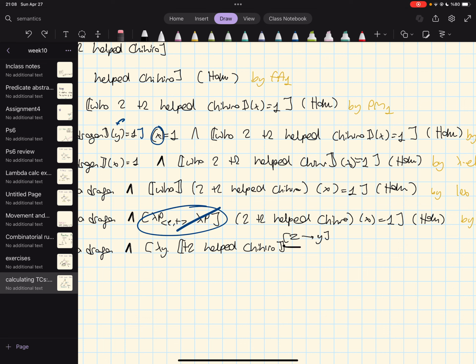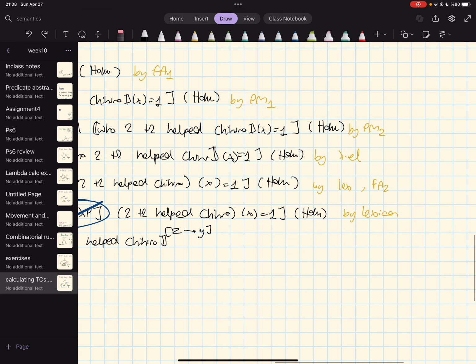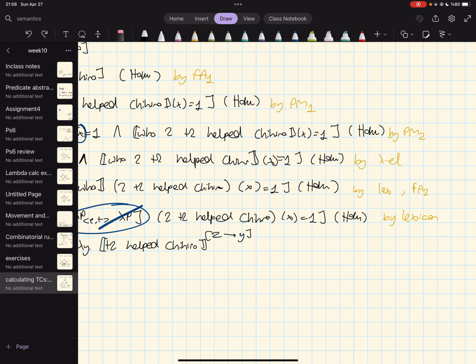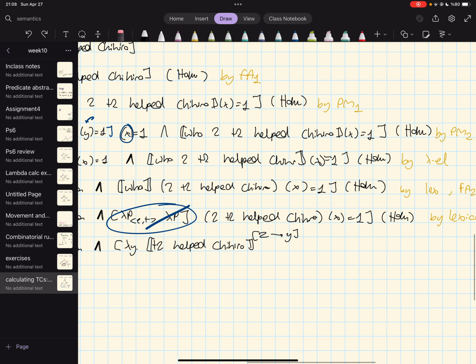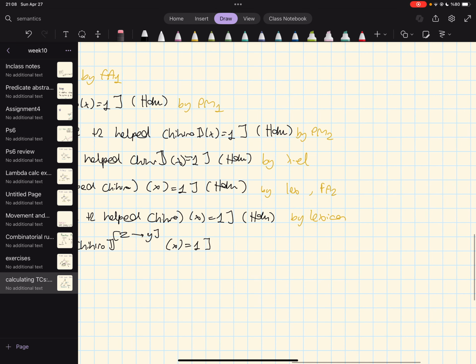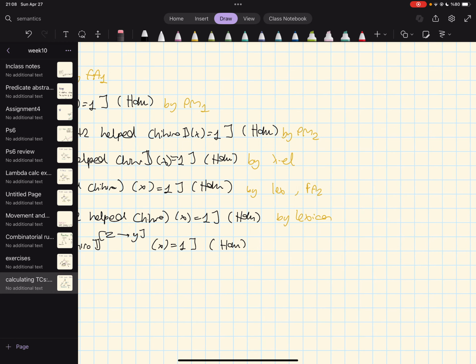Index is moved to the superscript part. The index that used to be here is no longer here. It's moved to the superscript as the domain. This will be my mapping. So t helped chiro with the domain 2, which maps 2 to y. And then I have the remaining part of the sentence, which is x minus 1 and close brackets. I have Haku as well. Okay, what we did here was that we made use of predicate abstraction.